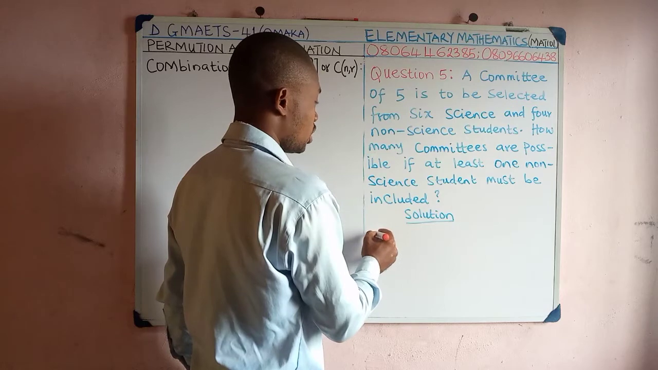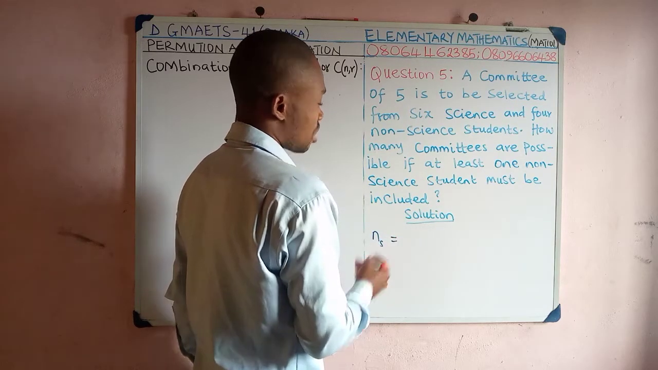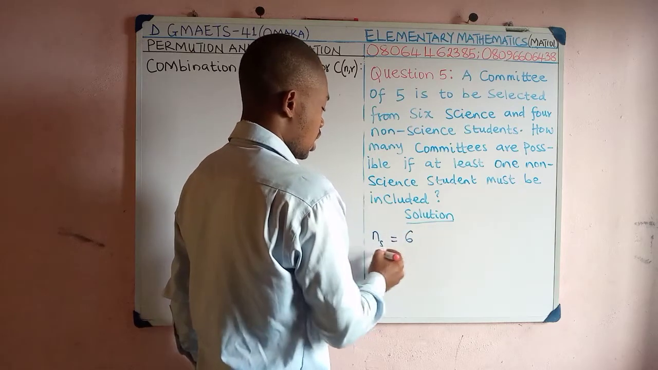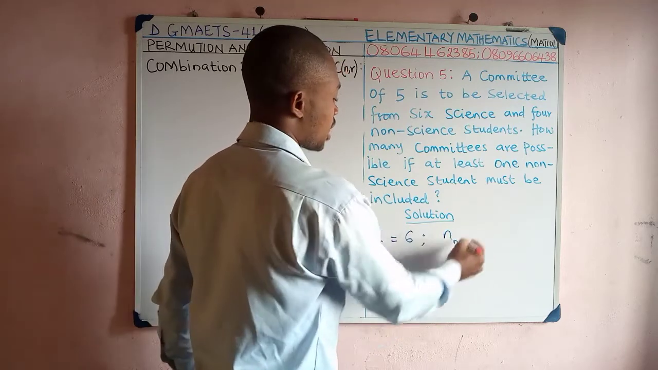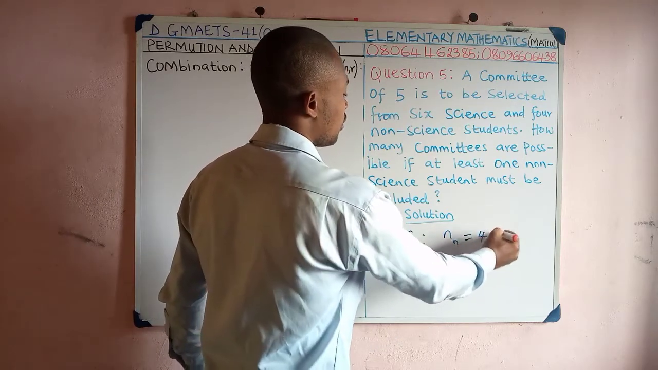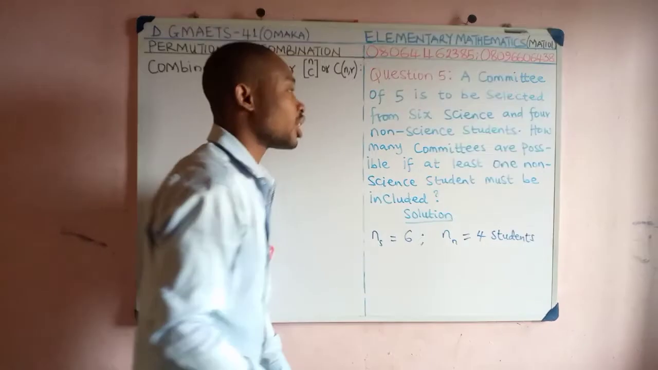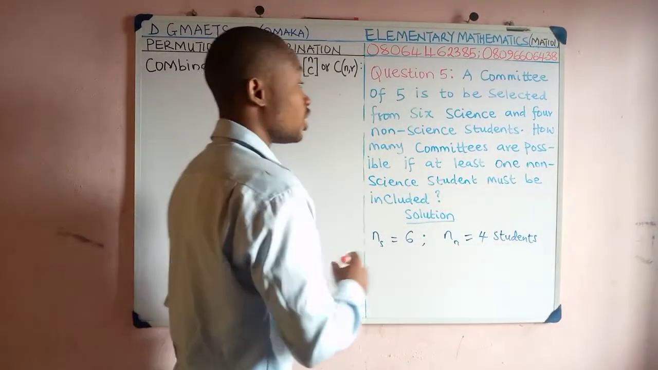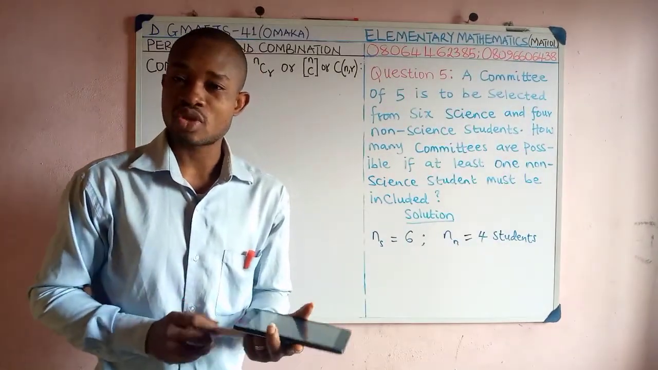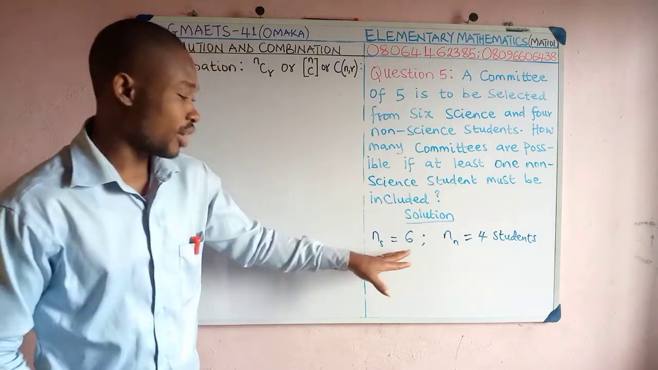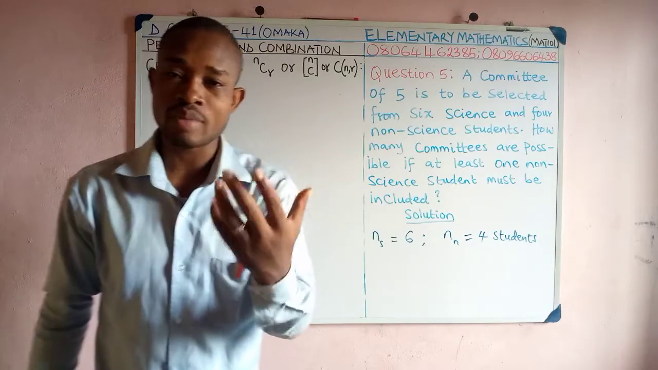Number of science students, let's say n subscript s, is 6. And then let me use n subscript n to represent non-science. We've got 4 students there. Now the committee is to be made up of 5 students. Which means if I pick from this 6 and pick from this 4, at every point in time I should get how many students?